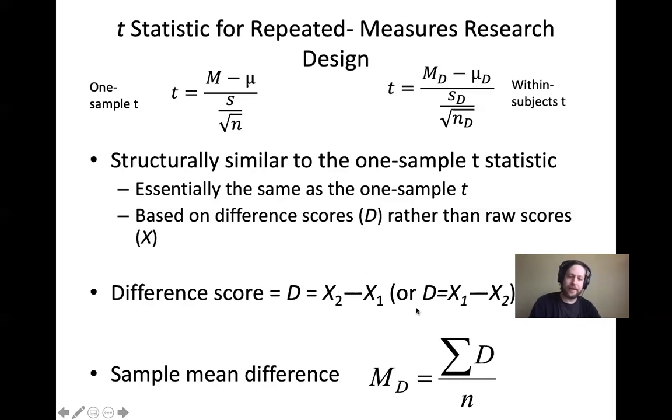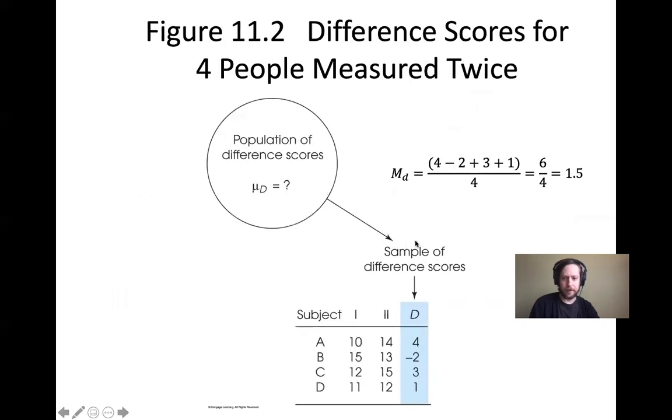We're also going to be calculating this thing, and I'll show you an example of this as well, called the sample mean difference score, or the mean of the difference scores, M sub D. And what we're going to do is we're going to add up all of the difference scores for all of our participants, and then we're going to divide by N, which is the number of participants. So let me show you that. Now is when we have the example right here.